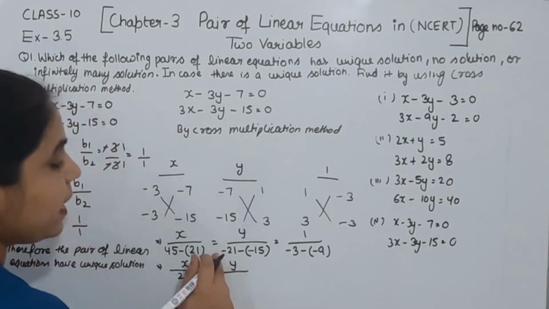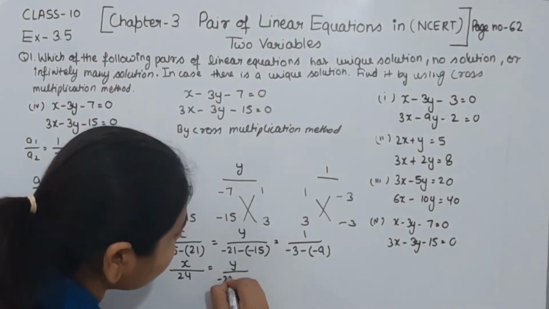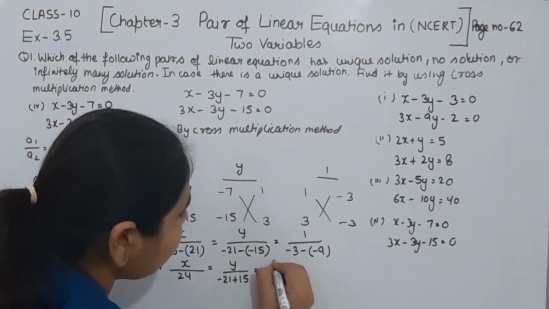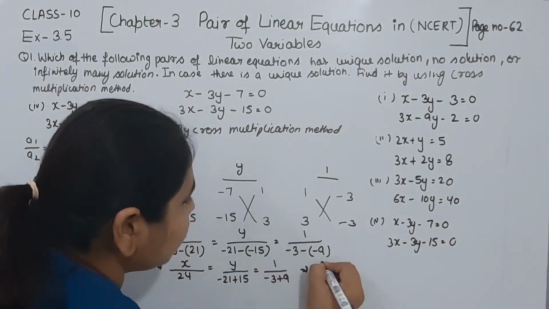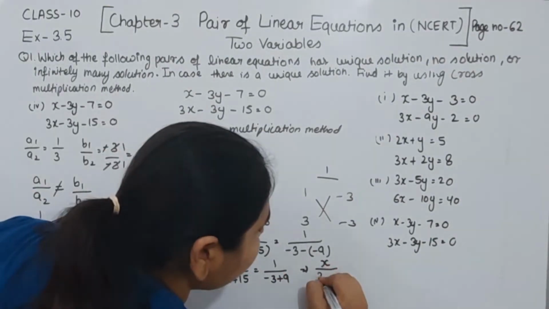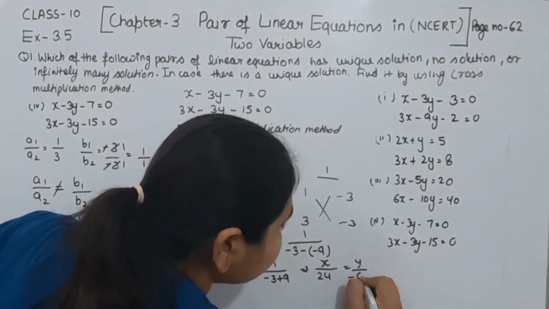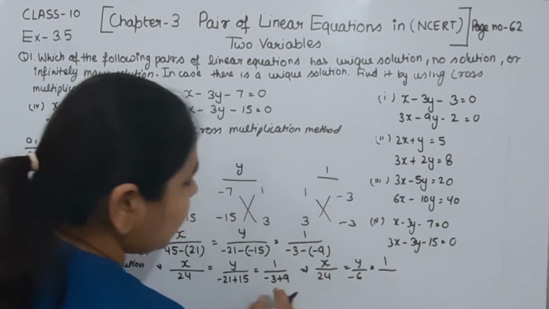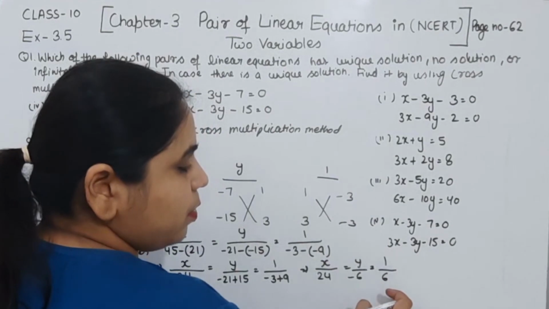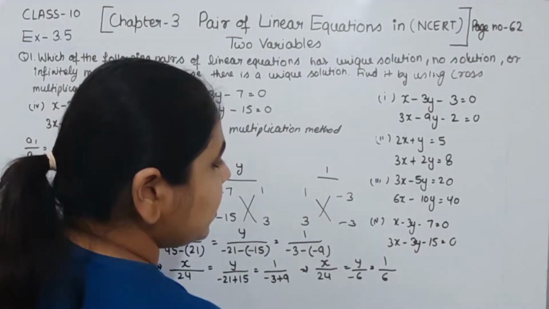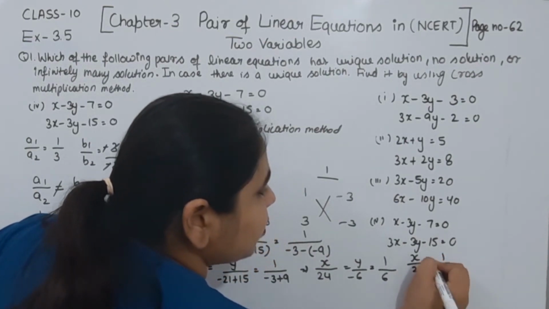Now here we have y. Minus 21 minus and minus plus 15, so minus 21 plus 15. And here we have 1 upon minus 3 minus and minus plus 9. Now here we have x upon 24, y upon minus 21 plus 15, which is equal to minus 6. And the constant term is 1 upon plus 9 minus 3, which is equal to 6. Now we write x as equal to the constant term, then we put y as equal to the constant term. So here we have x upon 24 and the constant term 1 upon 6. So we cross multiply.